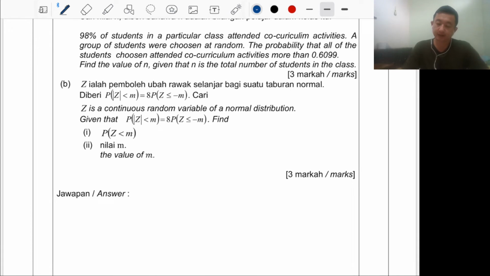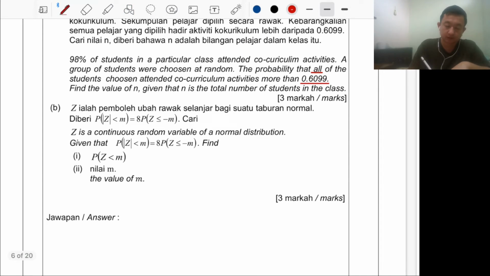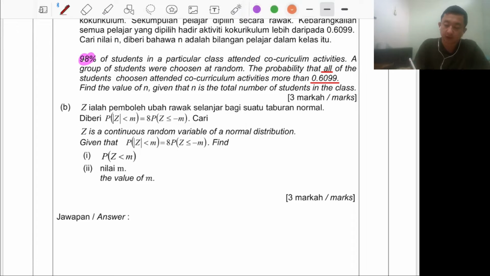98% of the students attended a CCA. A group of students were chosen at random. The probability of the students chosen is more than all. So the keyword here is all. All students chosen, more than 0.6099. Find the value of n, total number of students. Okay, so 98% is the success rate. Success rate meaning P. The success rate P is 0.98. So the failure rate is 0.02, by having 1 minus 98%, right?